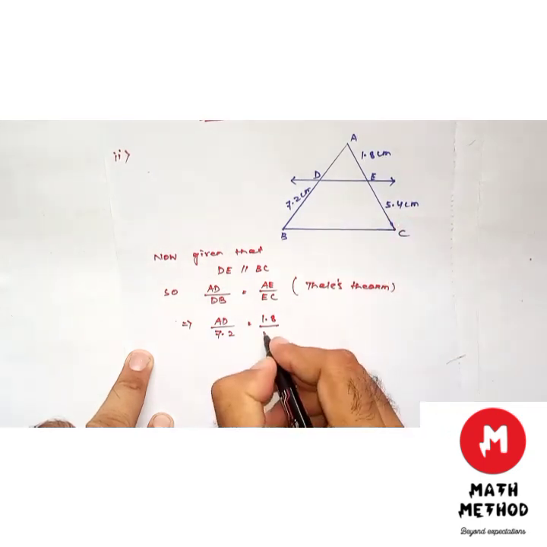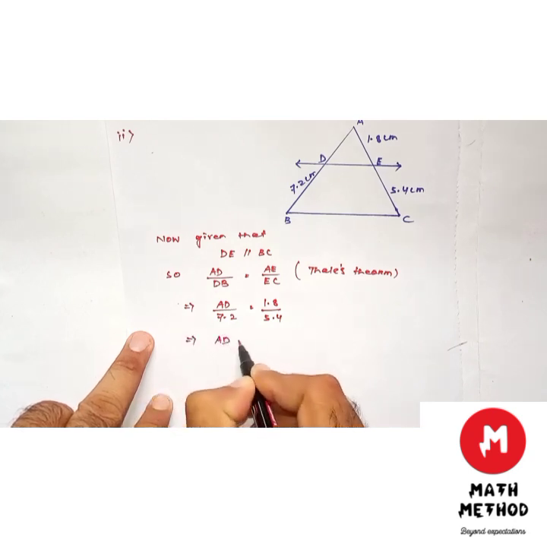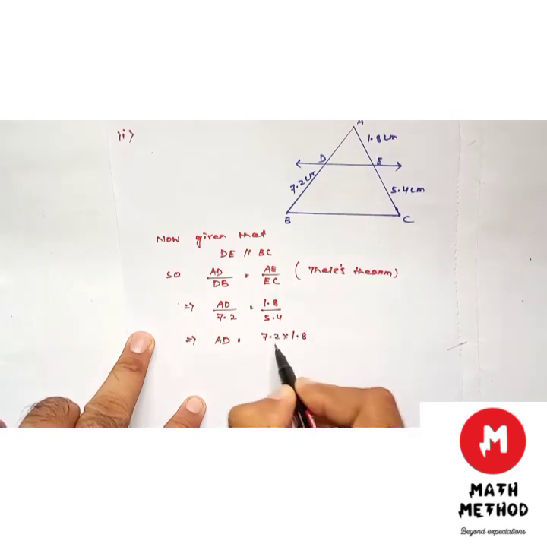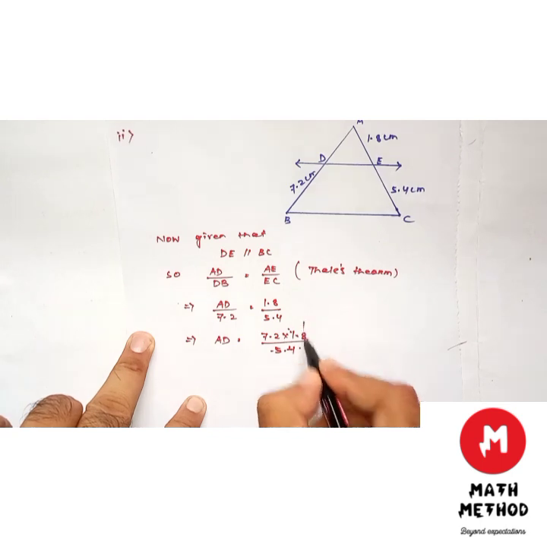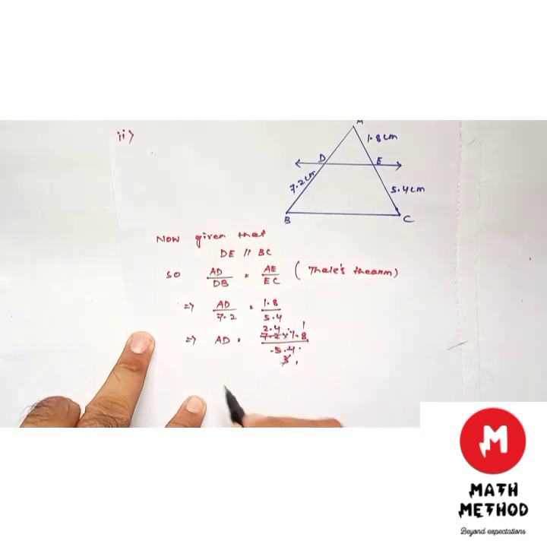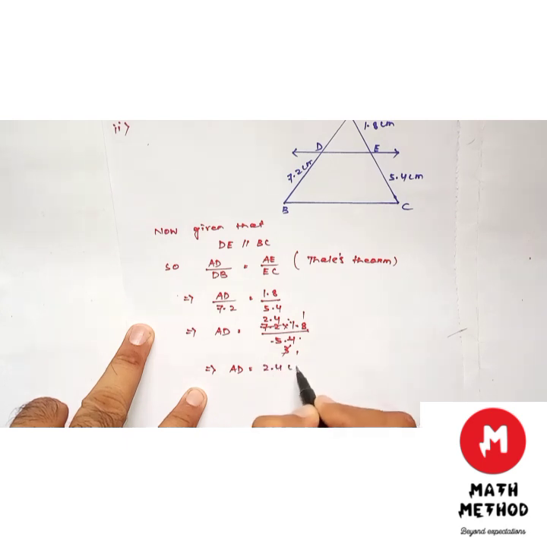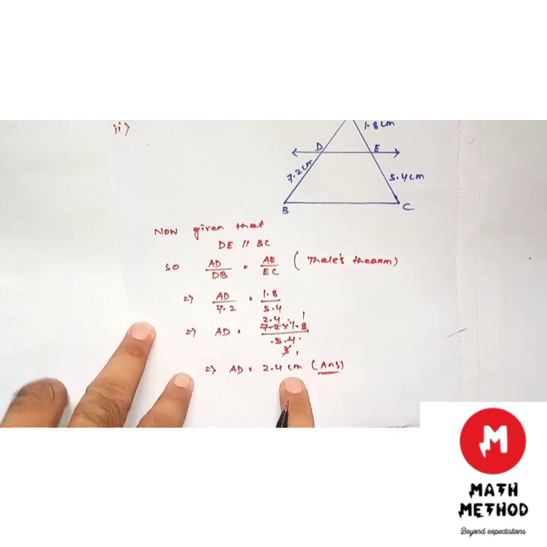5.4. This implies AD is equal to 7.2 into 1.8 divided by 5.4, that is, 1.8 divided by 5.4 is equal to 1 upon 3. Here 7.2 divided by 3 is 2.4, so AD is equal to 2.4 cm. Clear? This is our answer of part 2 of question number 1. AD is equal to 2.4 cm.